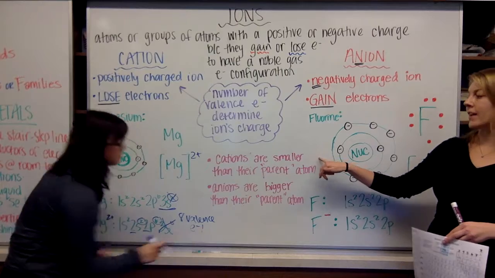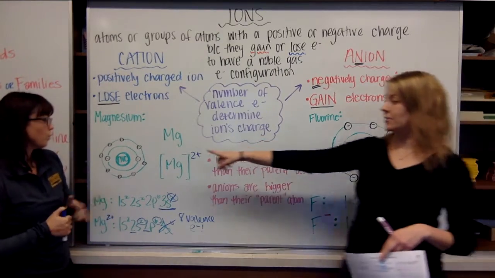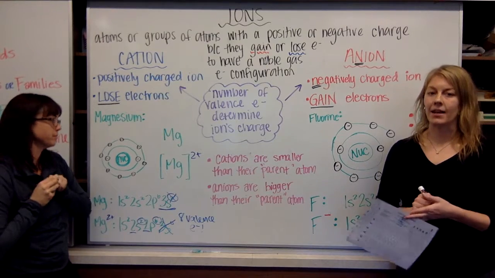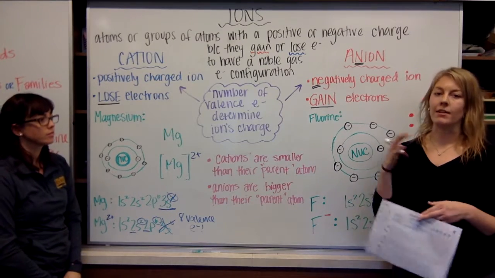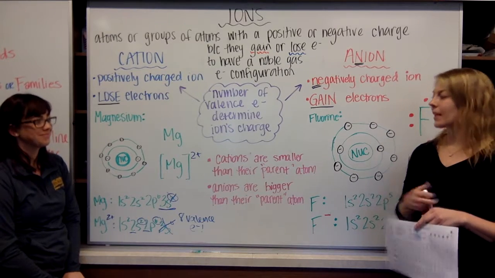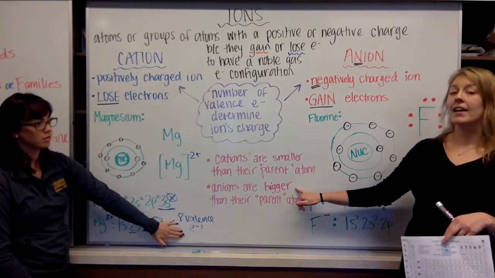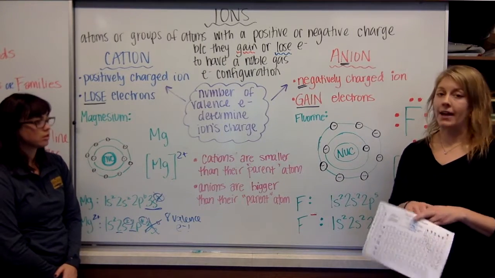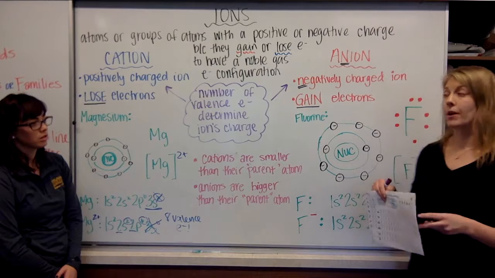And we see there that we lost an energy level. So the cation there is actually smaller than that parent atom that it came from. So the magnesium ion is going to be smaller than a magnesium atom. We see the opposite with anions. Anions, which I'm going to talk about in a sec, are bigger than their parent atom. All right, so they're going to be a little bit larger than their parent atom.